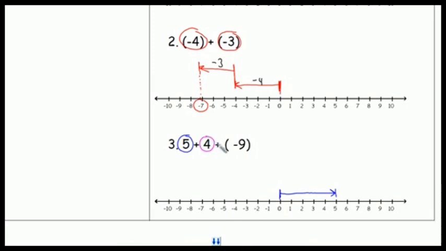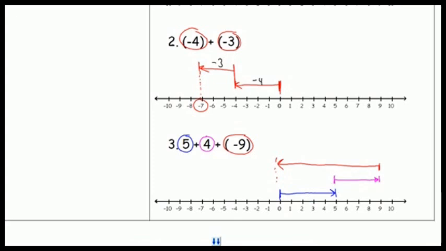So I'm going to circle this in pink, and I'm going to start right where I left off. This is a positive 4, so I'm going to move to the right. 1, 2, 3, and 4. And finally, I have to do the last one, which is my negative 9. Where I left off, I'm at positive 9, I have to go back 9 spaces. If you count correctly, you're going to end up right where you began.